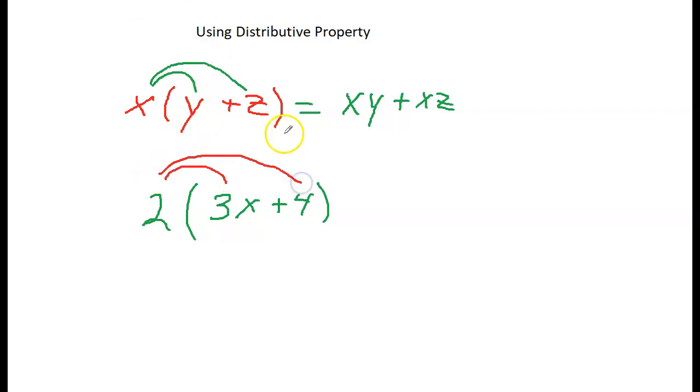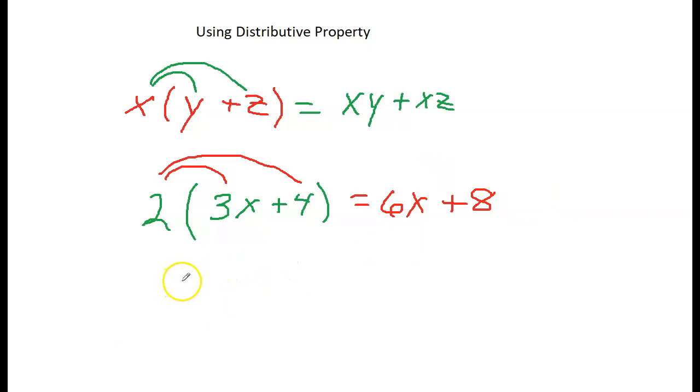So, distributing my 2, I take 2 times 3x, which gives me 6x, and then 2 times 4 gives me 8. And since there was a plus 4, I put plus and my 8. If that were a minus, I would say minus 8. But it's not, it's a plus, so I have to keep the plus. That's not bad at all. So these are pretty nice. We're going to do one more, and that will be it. And it's just going to be a great big one.